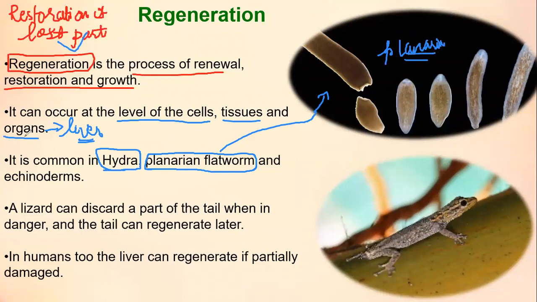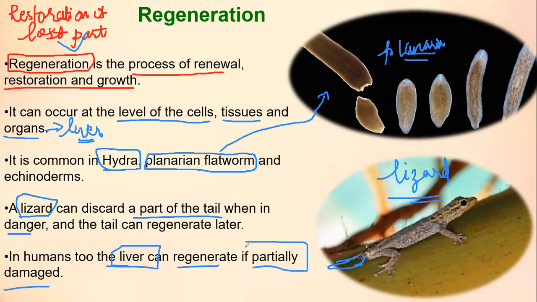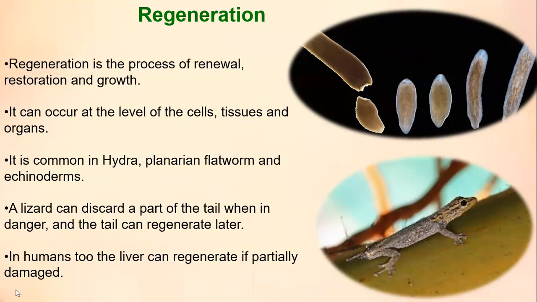A lizard can also discard a part of its tail when it is in danger. This is a lizard. It can discard the tail whenever in danger, and you can see that within some days the tail will get formed. In humans too, the liver has a capacity to regenerate if partially damaged. This is important. If it is fully damaged, it is difficult to regenerate. Clear? Next one.